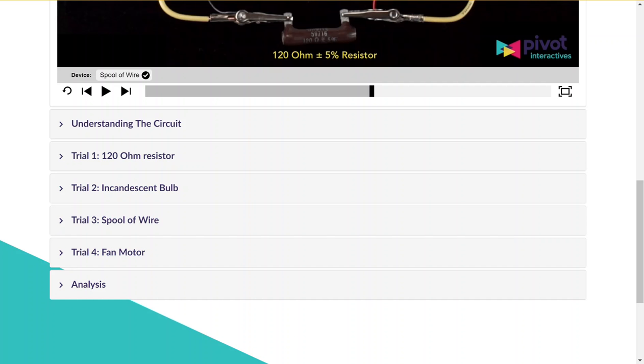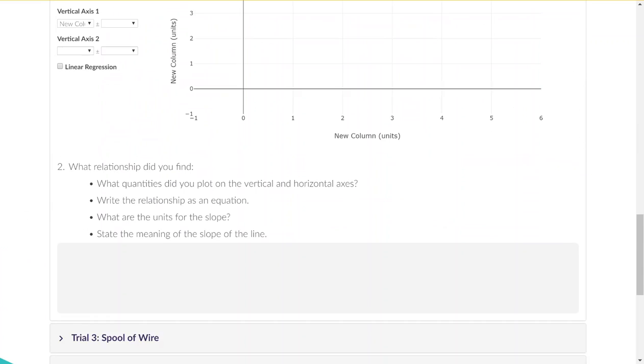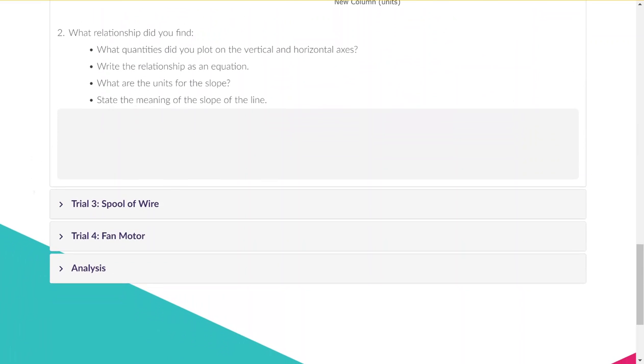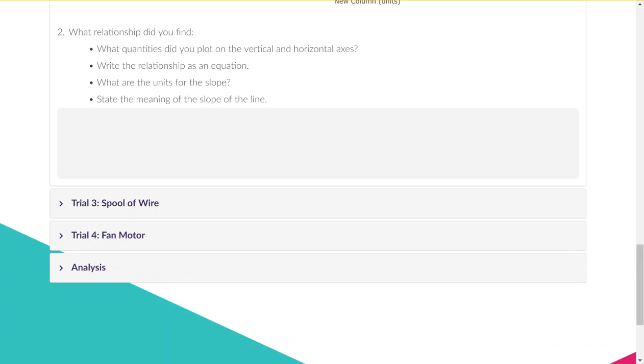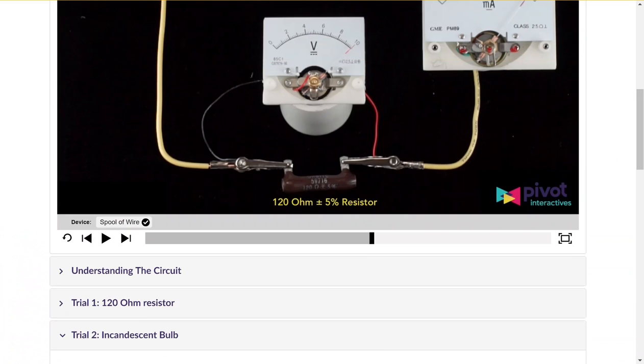They might behave ohmically at some times. There might be a linear bit of it, but real equipment isn't always going to behave in this ideal manner. And so that's kind of what you want to be able to talk about as you look at these trials. You want to do the same kind of thing. You want to ask, what did you plot? What does the relationship look like? Is it linear or not? If it's not linear, then you don't have a slope. You can't really analyze it in that sense. So it's just something to be mindful of.